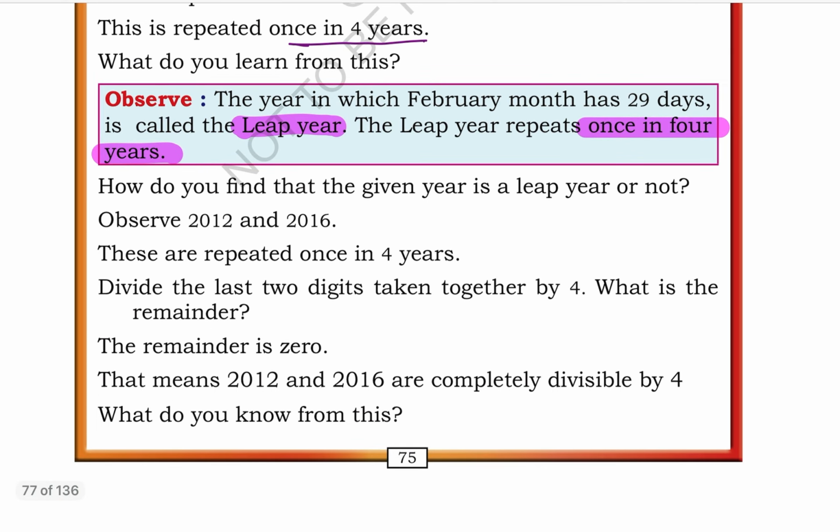How do you find whether the given year is a leap year or not? Observe 2012 and 2016. These are repeated once in 4 years. Okay. Divide the last two digits taken together by 4. Which are the last two digits taken? See here.